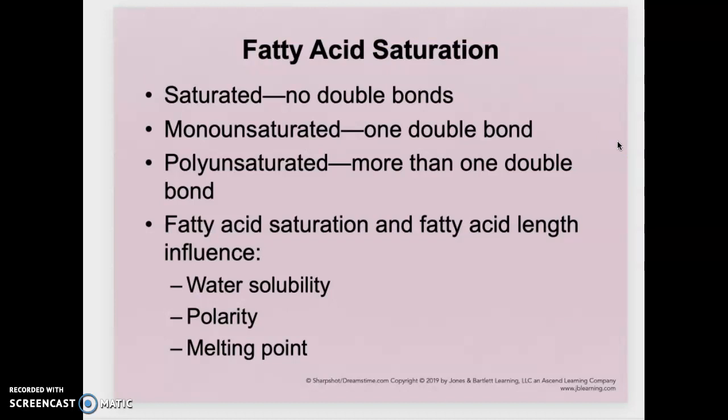Okay, so we know we have saturated, monounsaturated, polyunsaturated fatty acids. This just is determined by whether or not there's that double bond and if there's more than one double bond. This is important for us to know because the fatty acid saturation and how long that fatty acid chain actually is really influences how easily it's able to be solubilized, the polarity of it, and then even the melting point. So this goes back to like if you have a brick of butter versus some olive oil, there's going to be big differences, and that's because one is highly saturated, one is highly unsaturated, and then those chain lengths are going to differ as well.